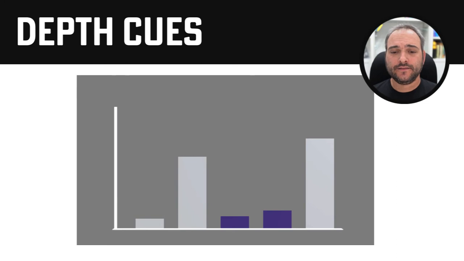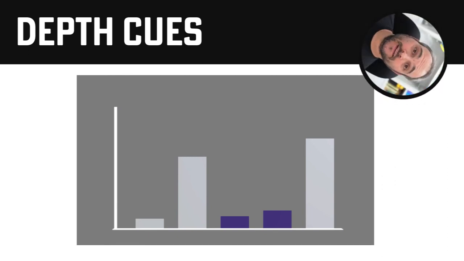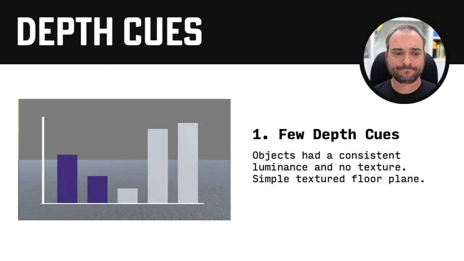So first, considering depth cues, the most basic chart in VR has no depth cues, no textures, no ground plane. However, the lack of a ground plane tends to make people nauseous in VR, so we did not test this condition. The first depth cue condition we did test is called few depth cues. In this case, the objects had a consistent luminance and no texture, and there's a simple textured floor plane underneath the chart.